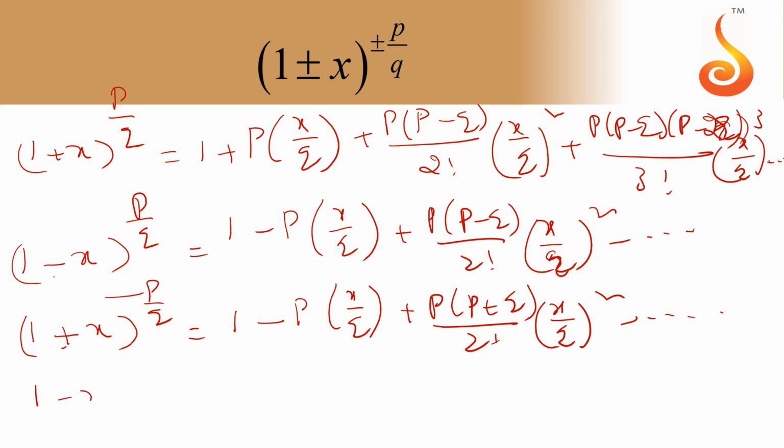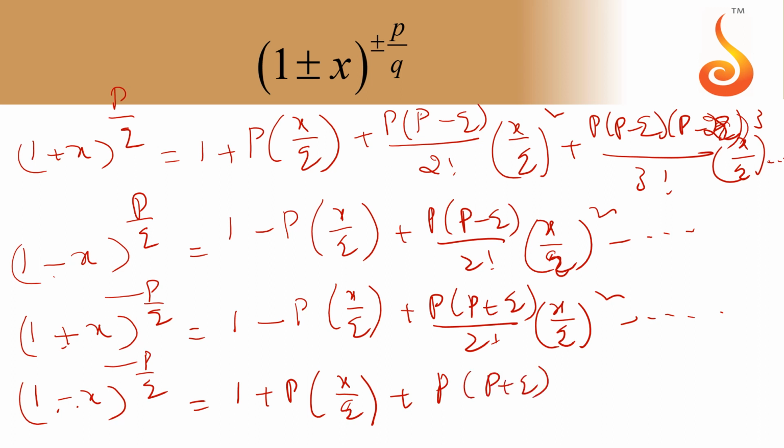Now you tell me what will be (1 minus x) whole to the power of minus p by q. When both are of the same sign, minus minus, the x coefficient is minus and the fraction is also negative, so all plus you will get. So 1 plus p into x by q plus, since the power is negative, an increasing AP you should have, p into (p plus q) by 2 factorial (x by q) whole square plus so on.